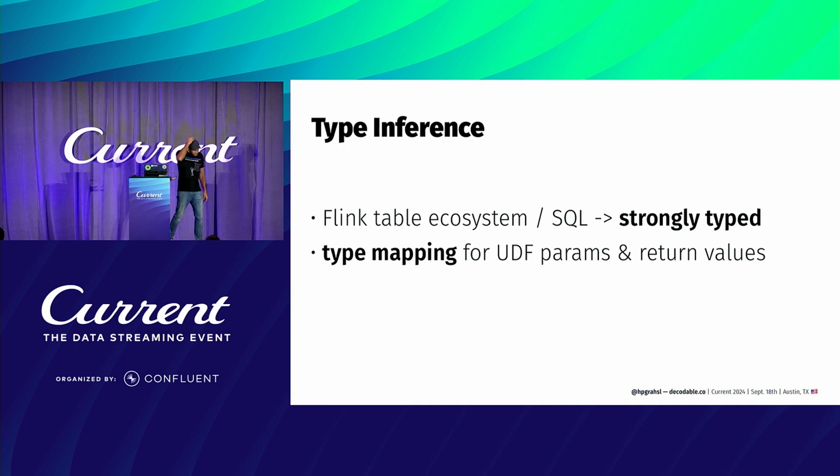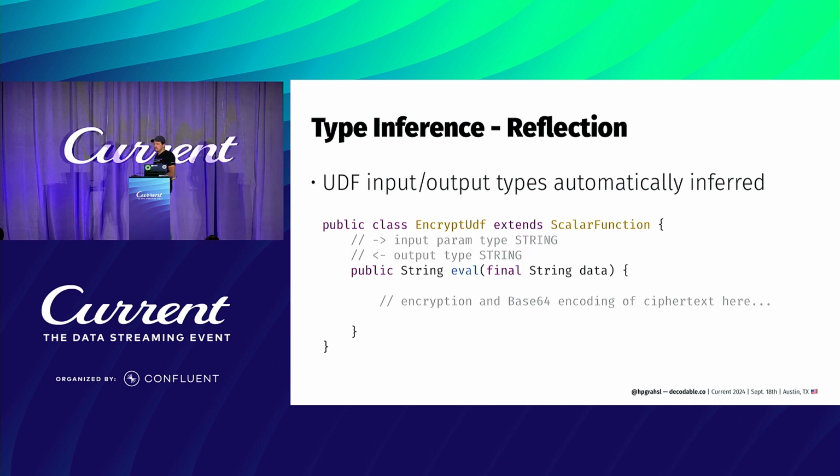Second aspect, type inference, very briefly. This is an important topic because the Flink table API and Flink SQL are strongly typed. That means for your UDFs that you implement, you have to make sure that all those calling parameters and the return value of these functions are properly mapped to supported Flink data types. There are 3 possibilities how this can happen. The first one is reflection. So basically, you don't really do anything in particular about it. Flink tries to figure it out automatically.